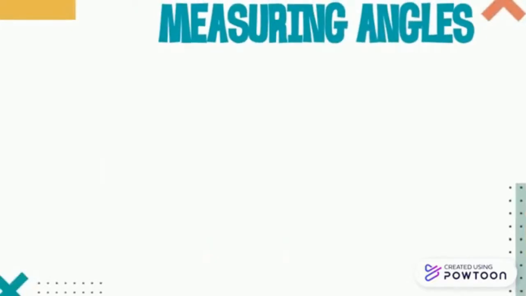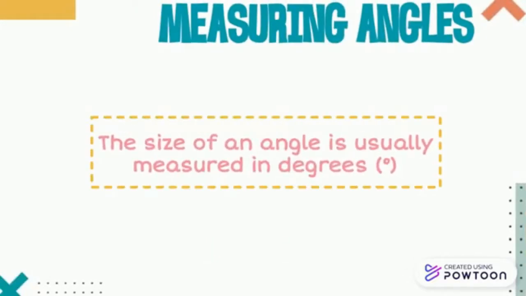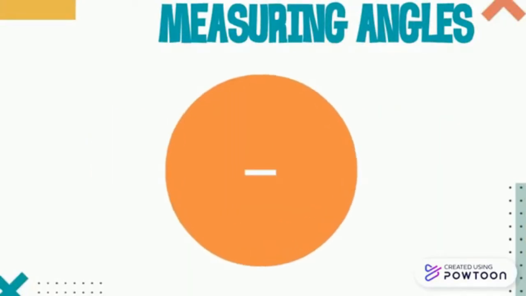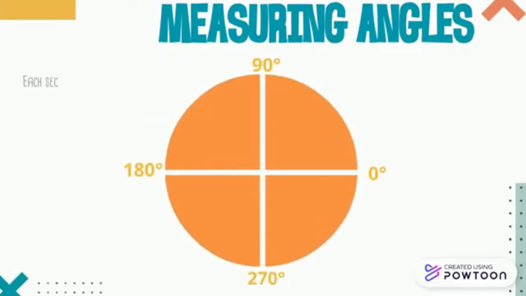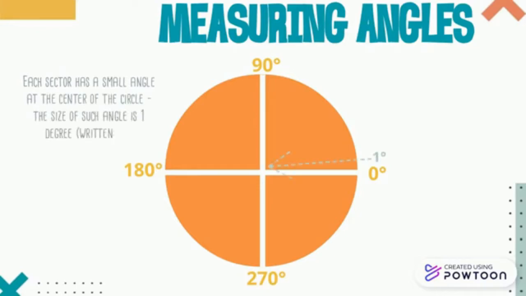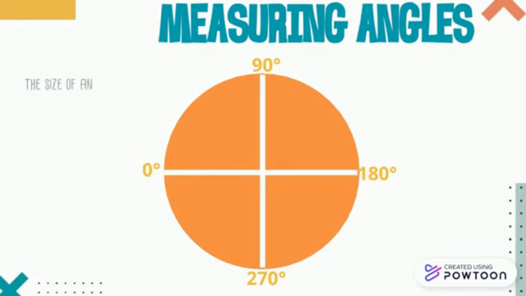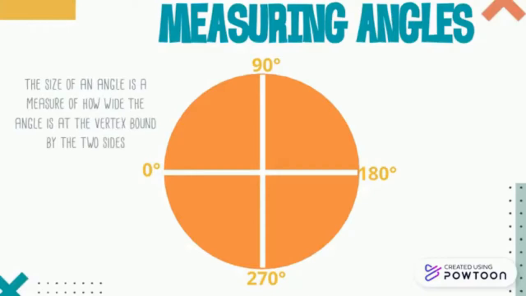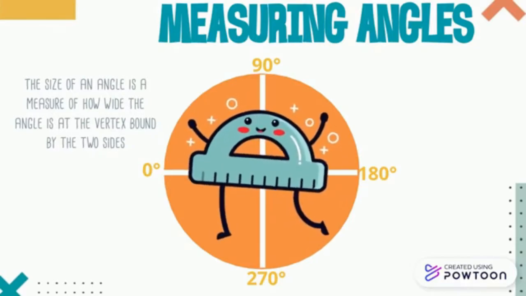How do we measure angles? The size of an angle is usually measured in degrees. Think of a circle which is divided into 360 equal sectors. Each sector has a small angle at the center of the circle. The size of such an angle is 1 degree. In other words, the size of an angle is a measure of how wide the angle is at the vertex bound by the two sides. We can measure angles using an instrument known as a protractor.